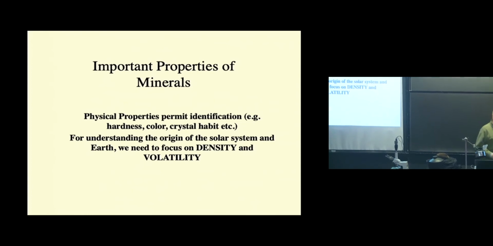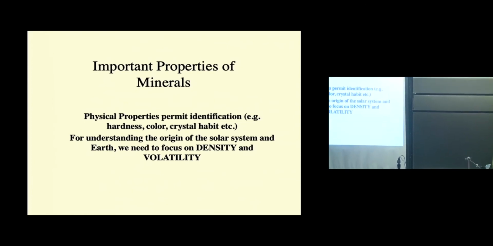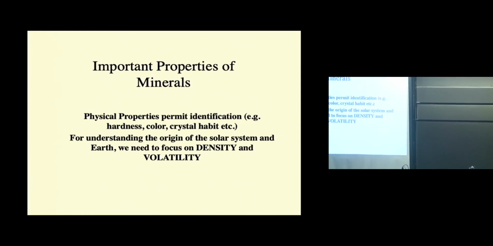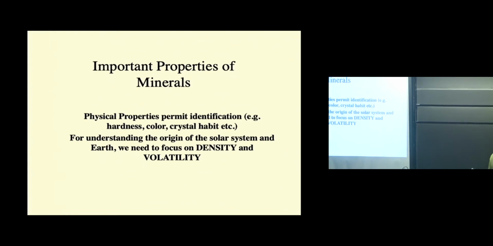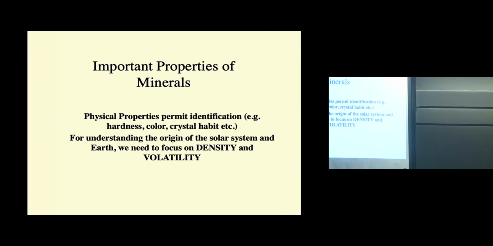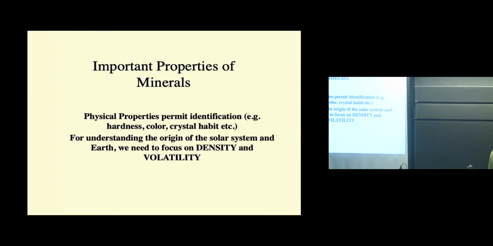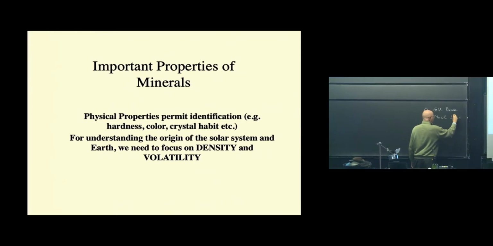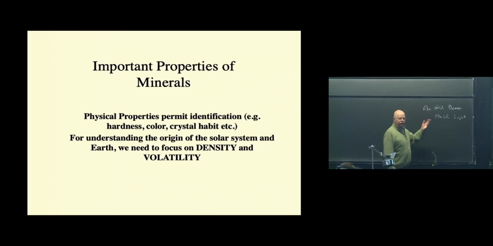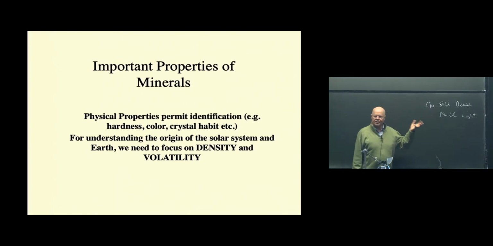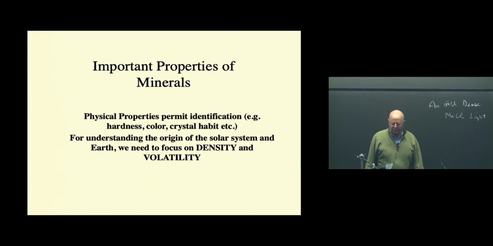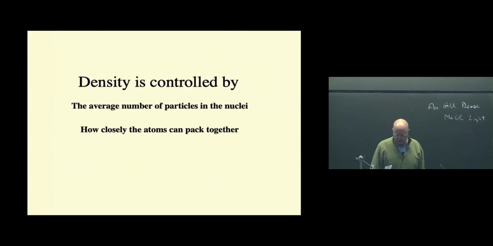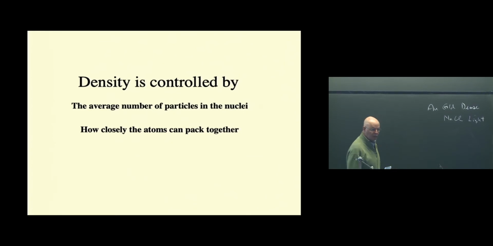Anyway, gold is dense, as you can see, and it's made up of gold. And sodium chloride, which is the salt, is just sodium chloride, and it's light. So why can you have different objects be of such different densities? And that's going to be controlled by the average number of particles in the nucleus, as well as a little bit on how closely the atoms pack together.